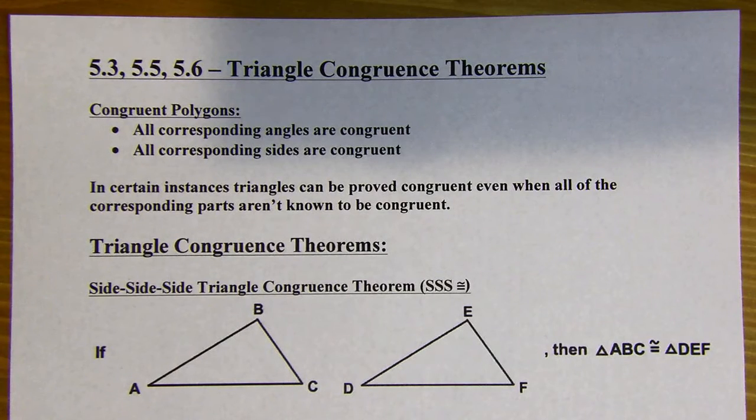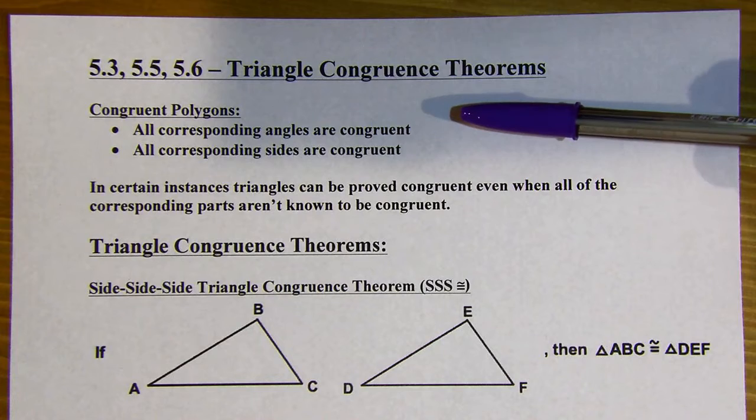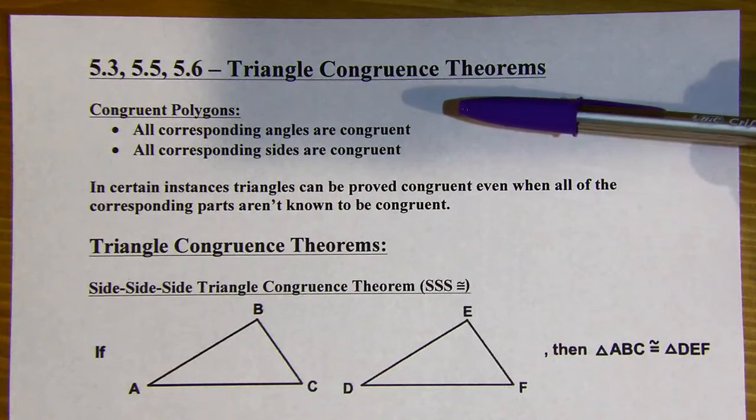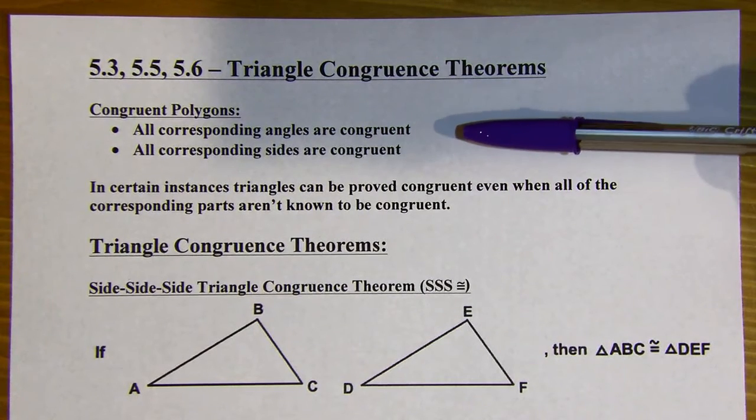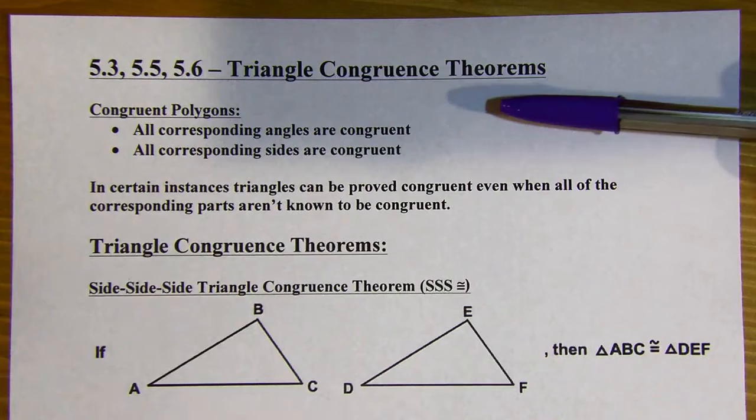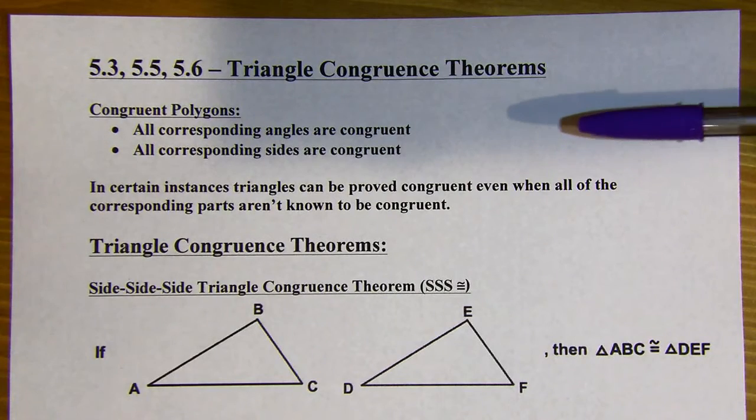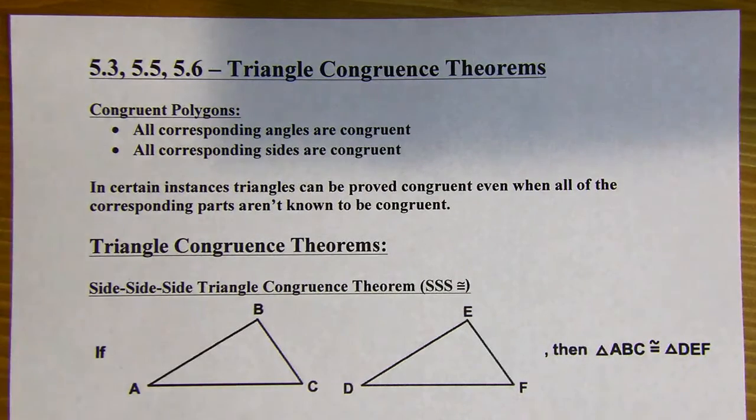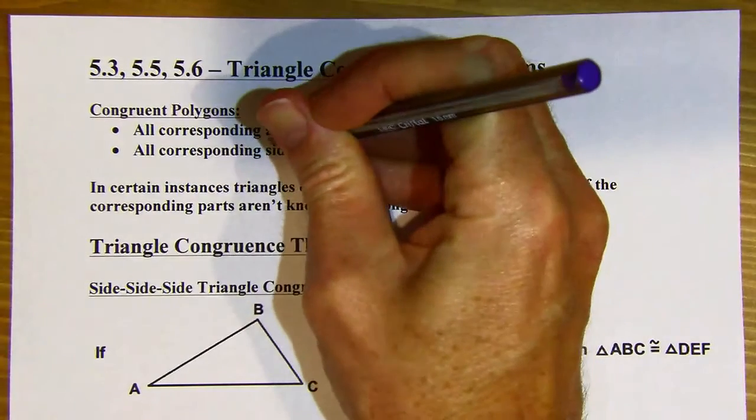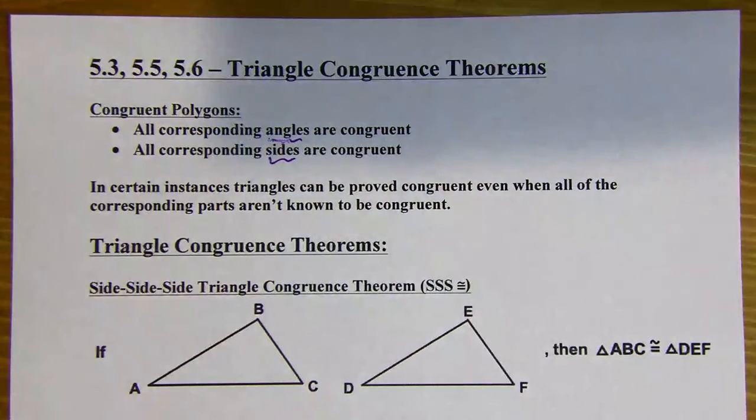Okay, so in the last section we talked about congruent polygons, and the way we were finding polygons as congruent is to find all of the matching parts congruent. So that's all of the angles and all of the sides. And that works great, except it takes a while because sometimes there can be a lot of sides and angles.